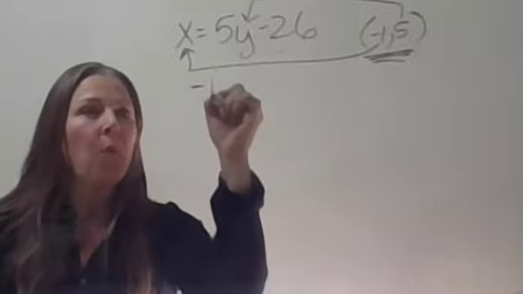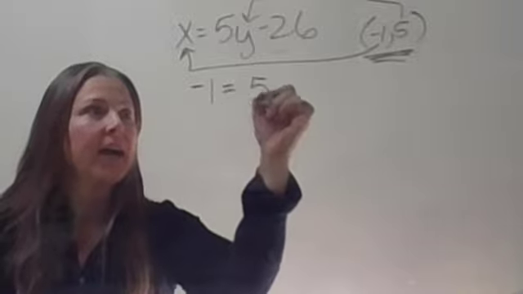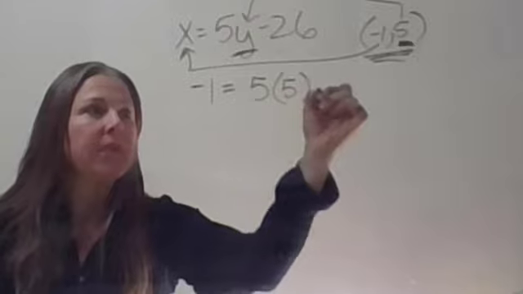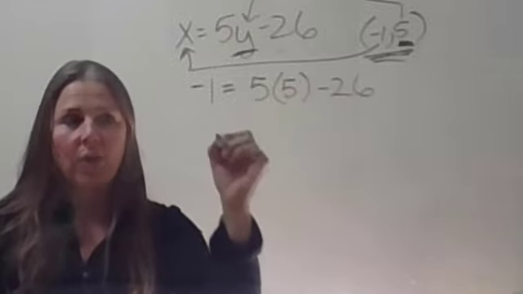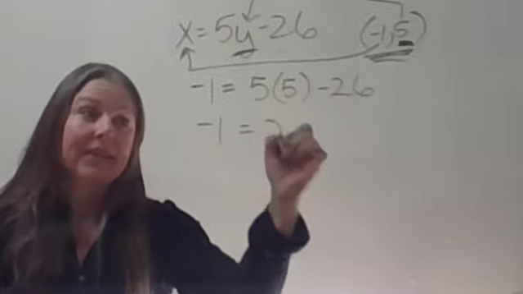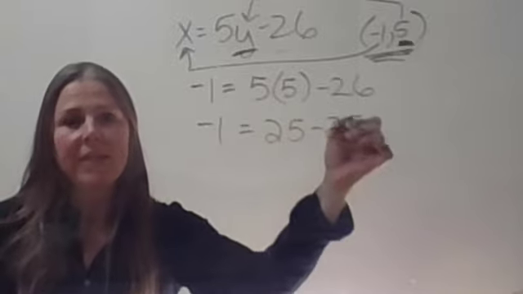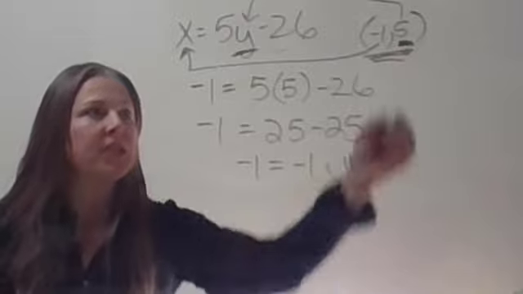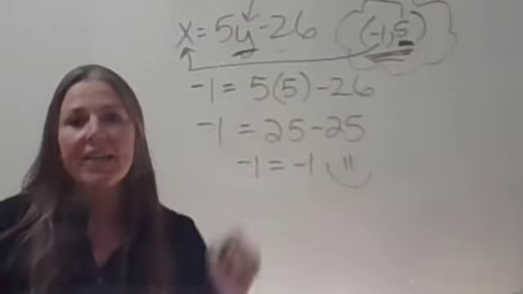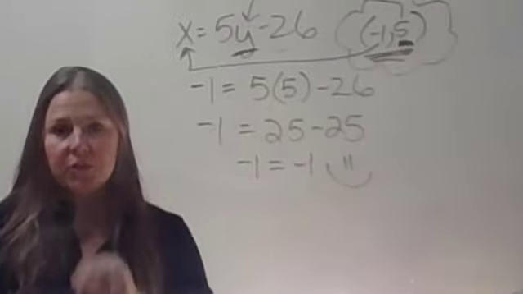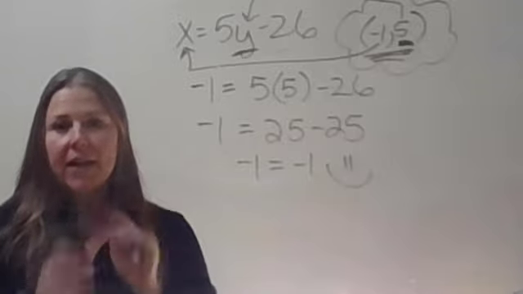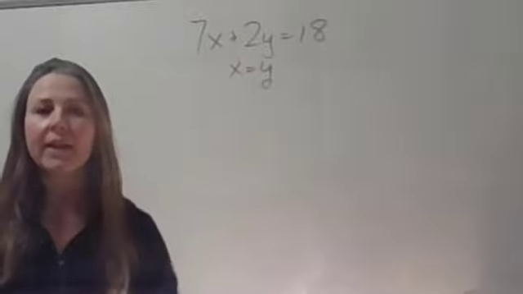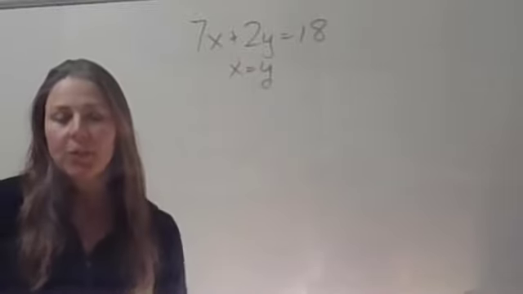So -1, does it equal 5 times this 5 going in for y, minus 26? Well, negative 1 is equal to 25 minus 26. So we are 100% certain that that is the ordered pair solution to the two linear equations that made up that initial system. The next problem is 7x plus 2y equals 18 and x equals y.